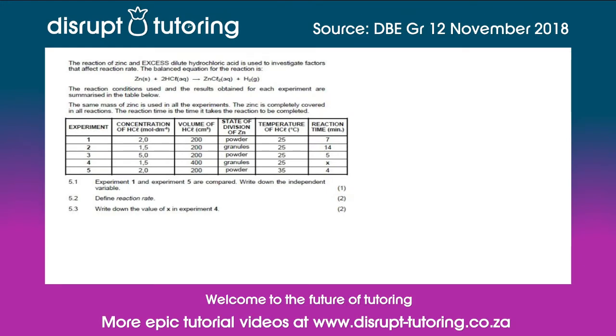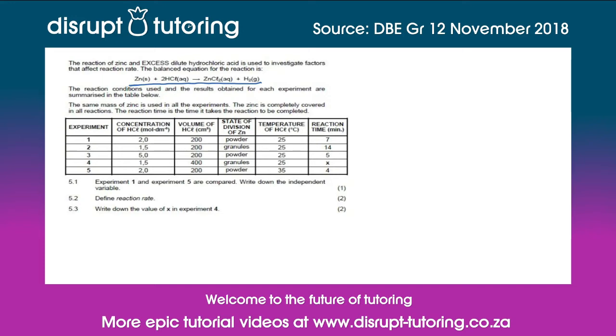In this video, we're going to do a question from the November 2018 Grade 12 Physical Sciences Paper 2. This question deals with an investigation involving reaction rates. The investigation is based on this balanced chemical equation given, wherein zinc reacts with hydrochloric acid and produces zinc chloride and hydrogen gas. We're given a table with 5 experiments in which different variables have been changed. The reaction time is recorded for each of them.